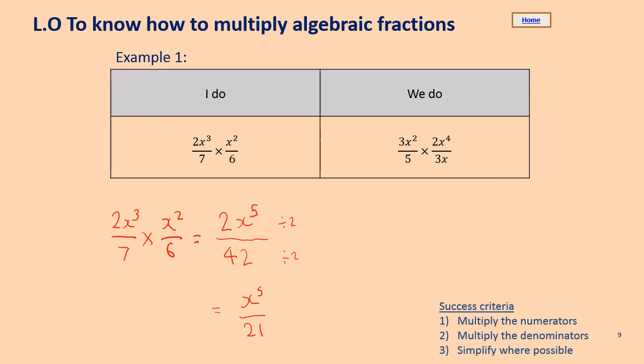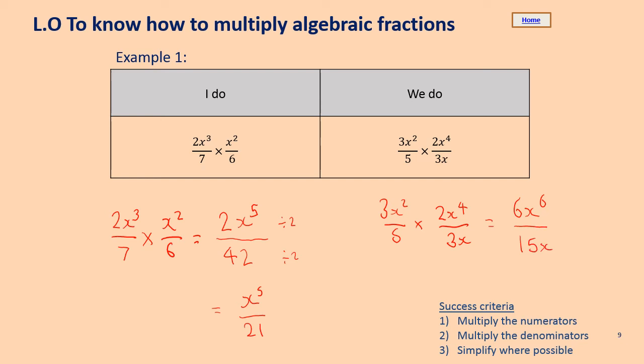Okay, so for the we do, 3x squared over 5 times by 2x to the power 4 over 3x. So multiply the top two. Now, this is slightly different to this one because we have two coefficients. In this, the coefficient was effectively 1. So remember, here we need to do 3 times 2, which is 6, and then x squared times x to the power 4 gives x to the power of 2 plus 4, which is 6. And that's going to be over 5 times 3x, which gives 15x.